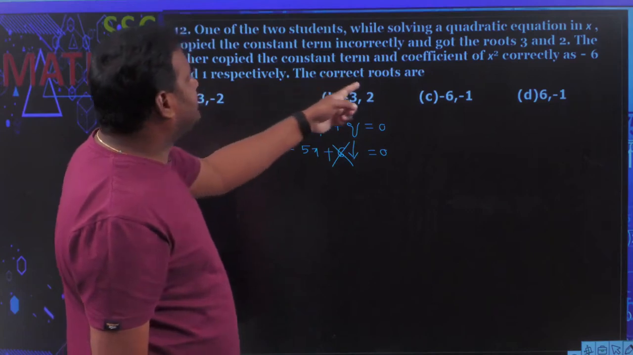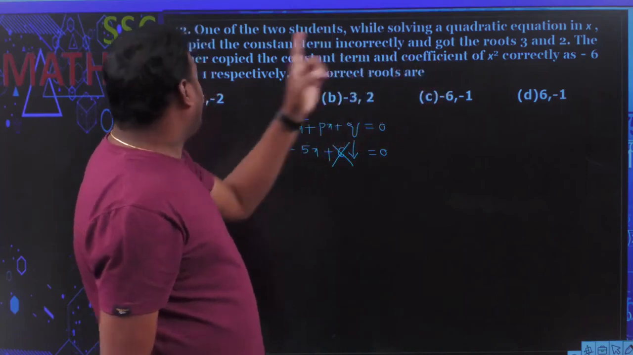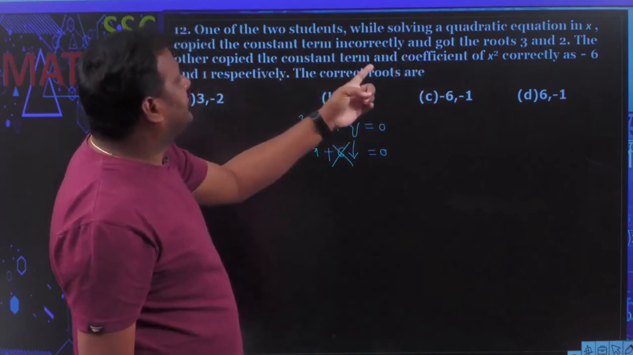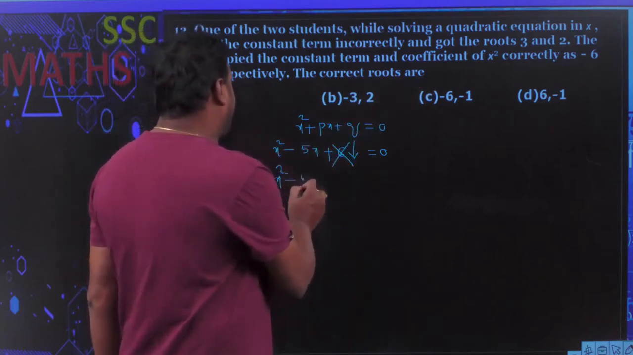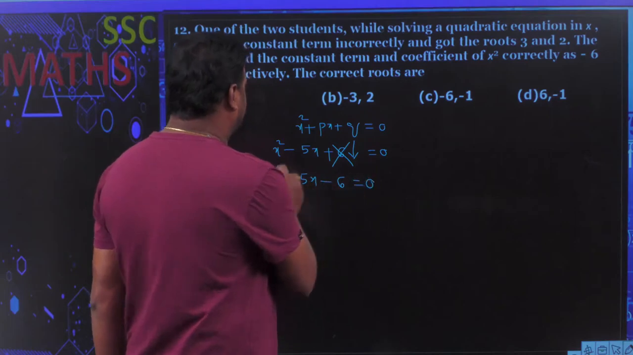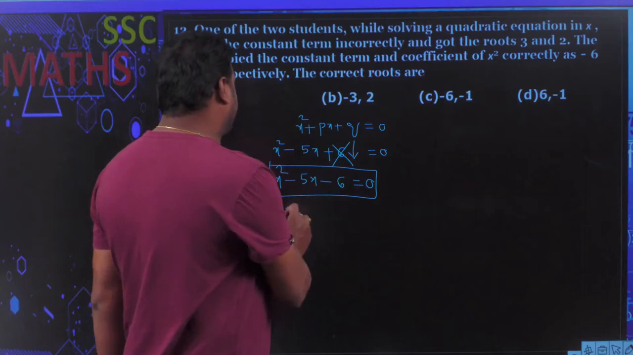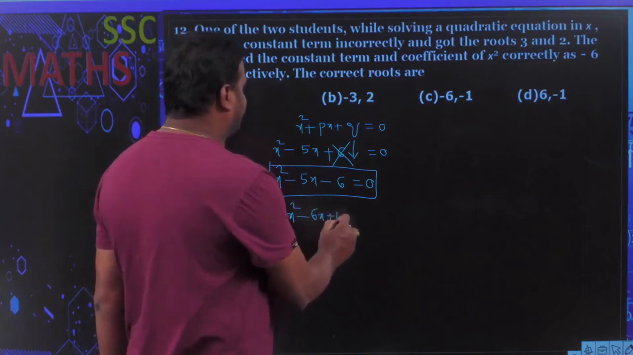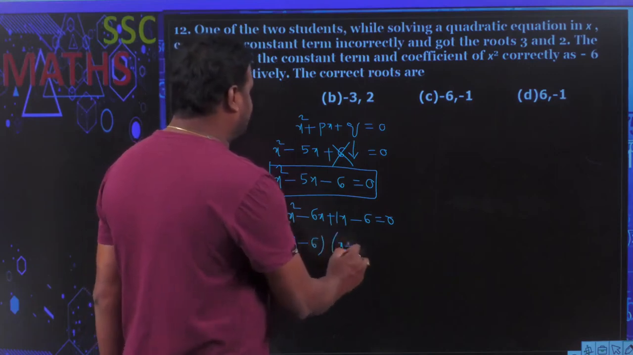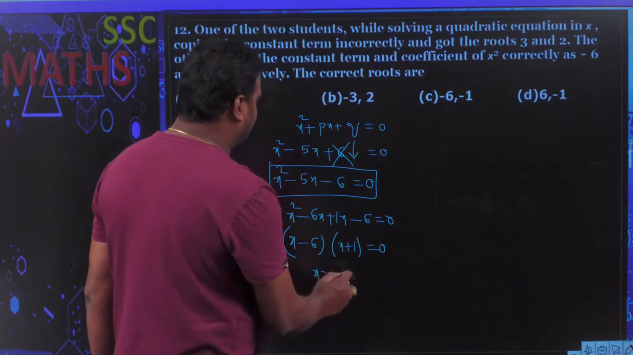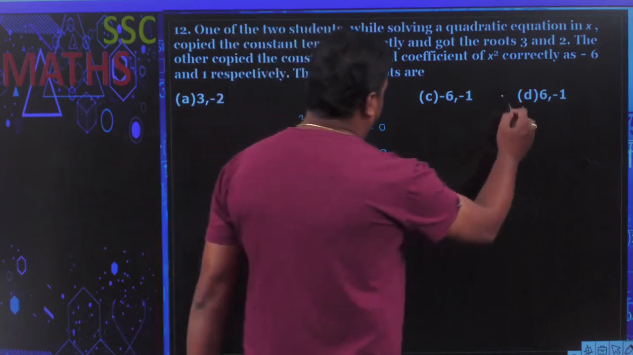The other copied the constant term and the coefficient of x square correctly as minus 6 and 1. So x square minus 5x minus 6 is equal to 0 is the original quadratic equation. For this, what are the roots? x square, 6 ones are 6, right? Minus 6x plus 1x minus 6 equal to 0. So the factors are x minus 6 into x plus 1 is equal to 0. Therefore, x is equal to 6, minus 1.